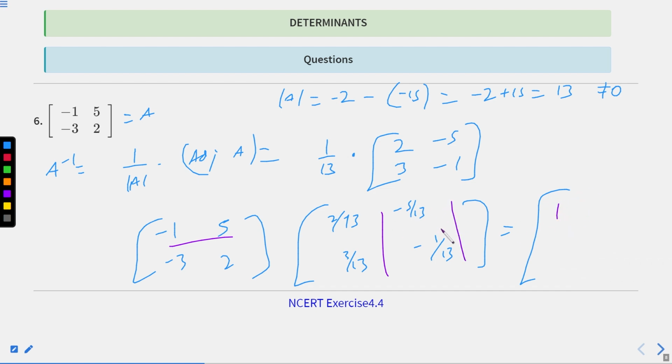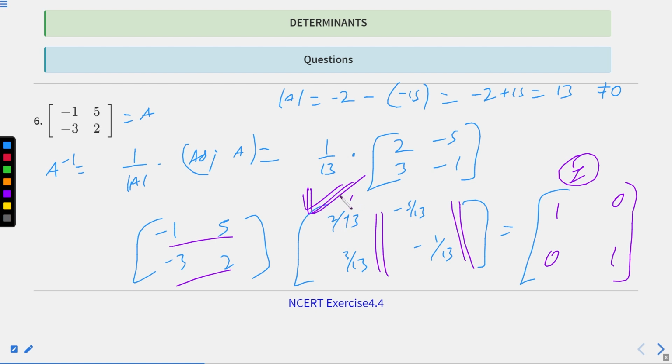Okay, now going to multiply with this. Now 5 by 13 minus 5 by 13 will give you 0. Now this is going to multiply with this. Minus 6 by 13 plus 6 by 13 will give you 0. And finally for this you will have 15 by 13 minus 2 by 13, which gives you 1. Indeed, you are getting the identity matrix of order 2. So this means you got your answer correct. Okay, clear? Okay, let us move to the next problem.